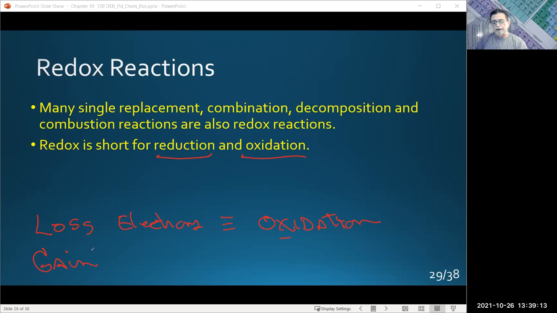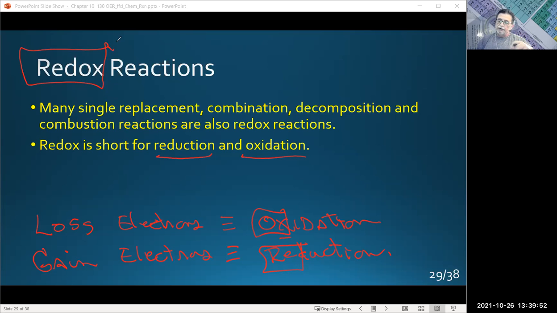When you gain electrons, now you've seen this before, right? Remember we said all metals lose electrons. We call that oxidation. All nonmetals gain electrons. Guess what we call those? Reduction. Those types of reactions. And so we take the red and the ox to generate redox reactions.